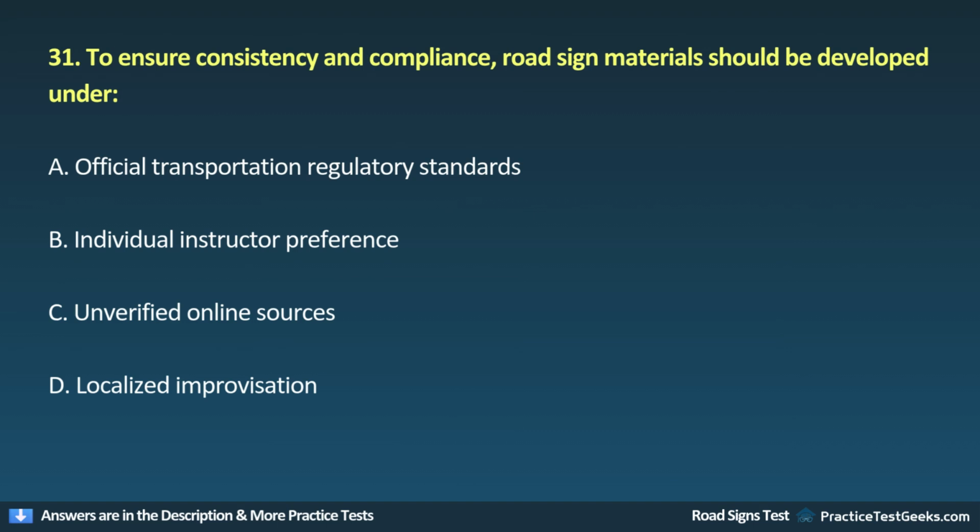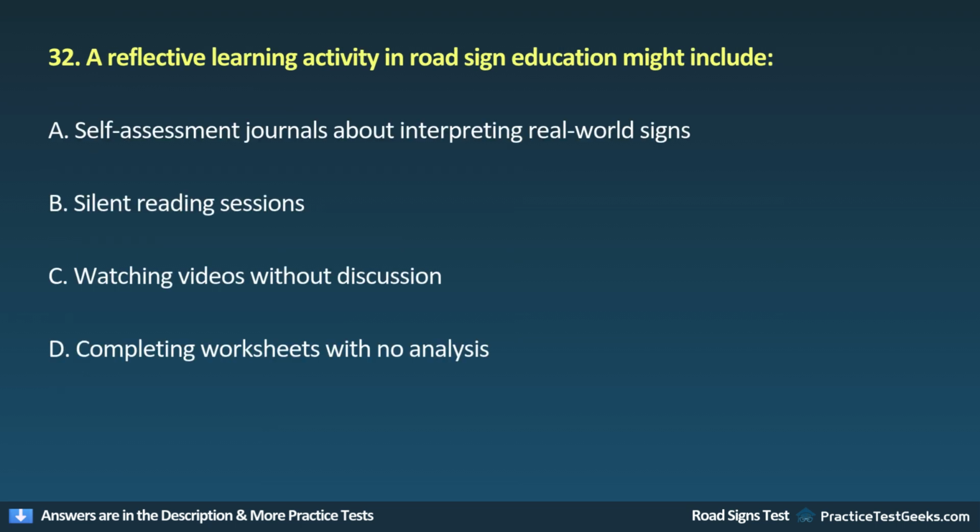31. To ensure consistency and compliance, road sign materials should be developed under A. Official transportation regulatory standards. B. Individual instructor preference. C. Unverified online sources. D. Localized improvisation.